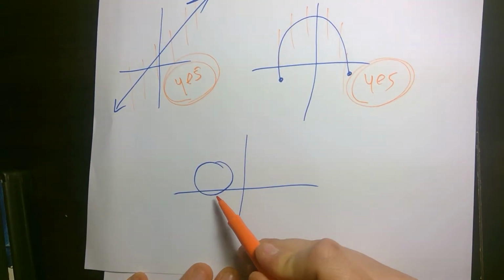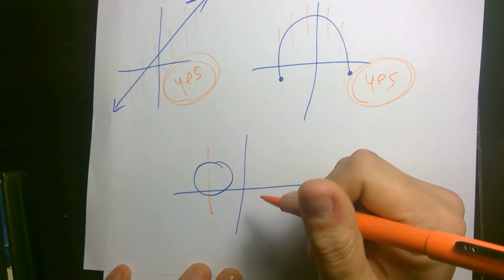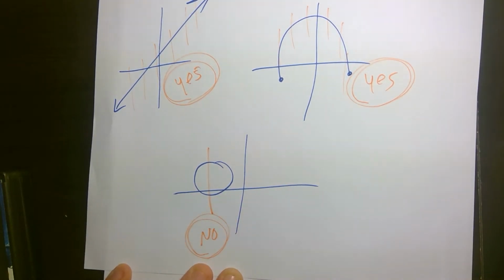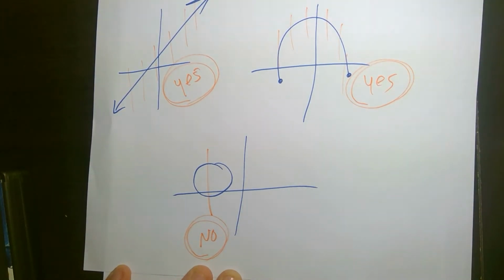And the last one, this is a circle, and when we draw a vertical line through it, we can see right off the bat that it touches more than once, and so we know that no, this is not a function.